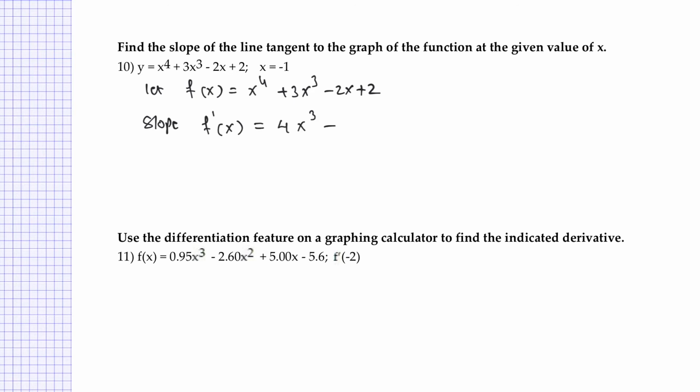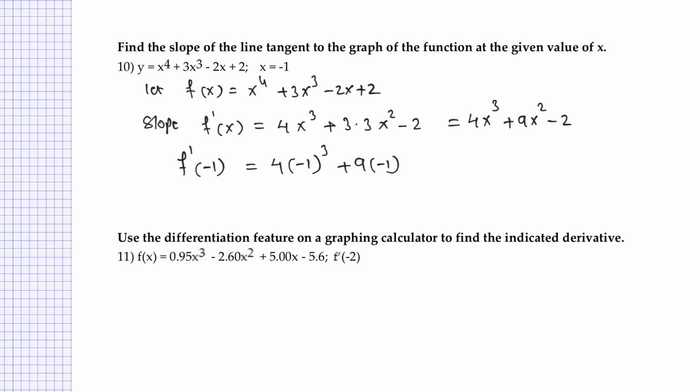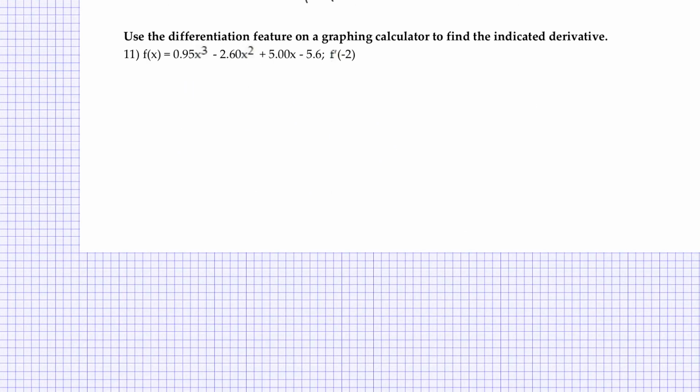Using the power rule, we can write the derivative as f prime of x equals 4x cubed plus 3 times 3x squared minus 2, which is 4x cubed plus 9x squared minus 2. And the slope of the tangent line at x equals -1 is obtained by plugging -1 into the derivative, which gives 4 times -1 cubed plus 9 times -1 squared minus 2, which is equal to -4 plus 9 minus 2 equals 3.